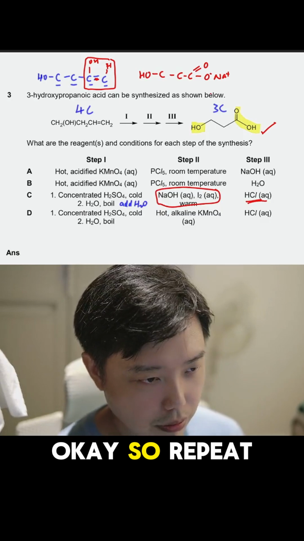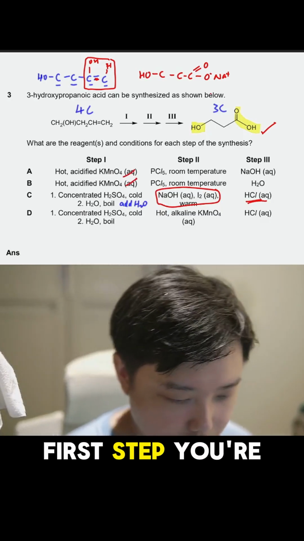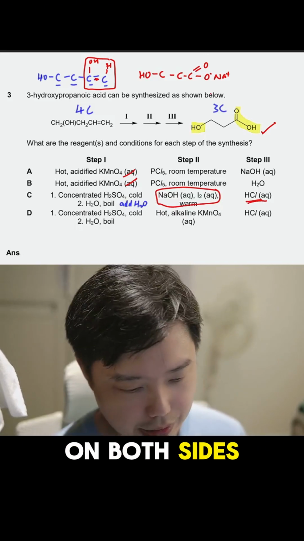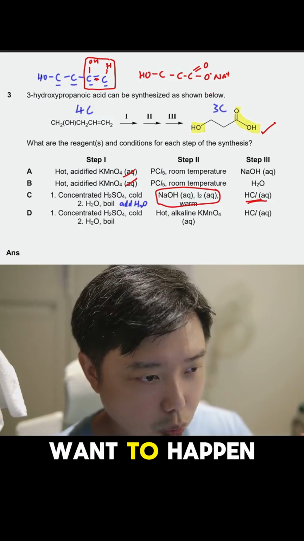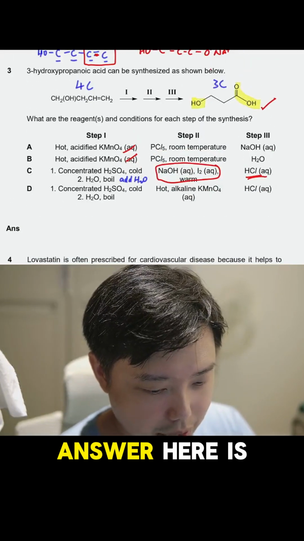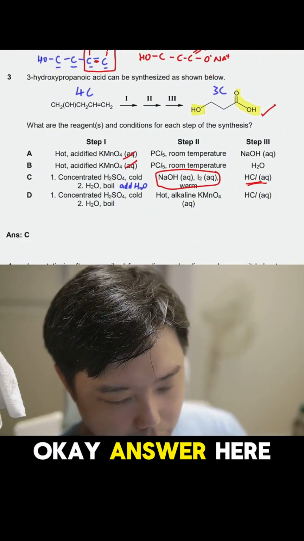So repeat again. If you use hot acidified KMnO4 in the first step, you're going to have a dilemma because you have 2 carboxylic acids on both sides. That is something that we don't want to happen. So our answer here is C.